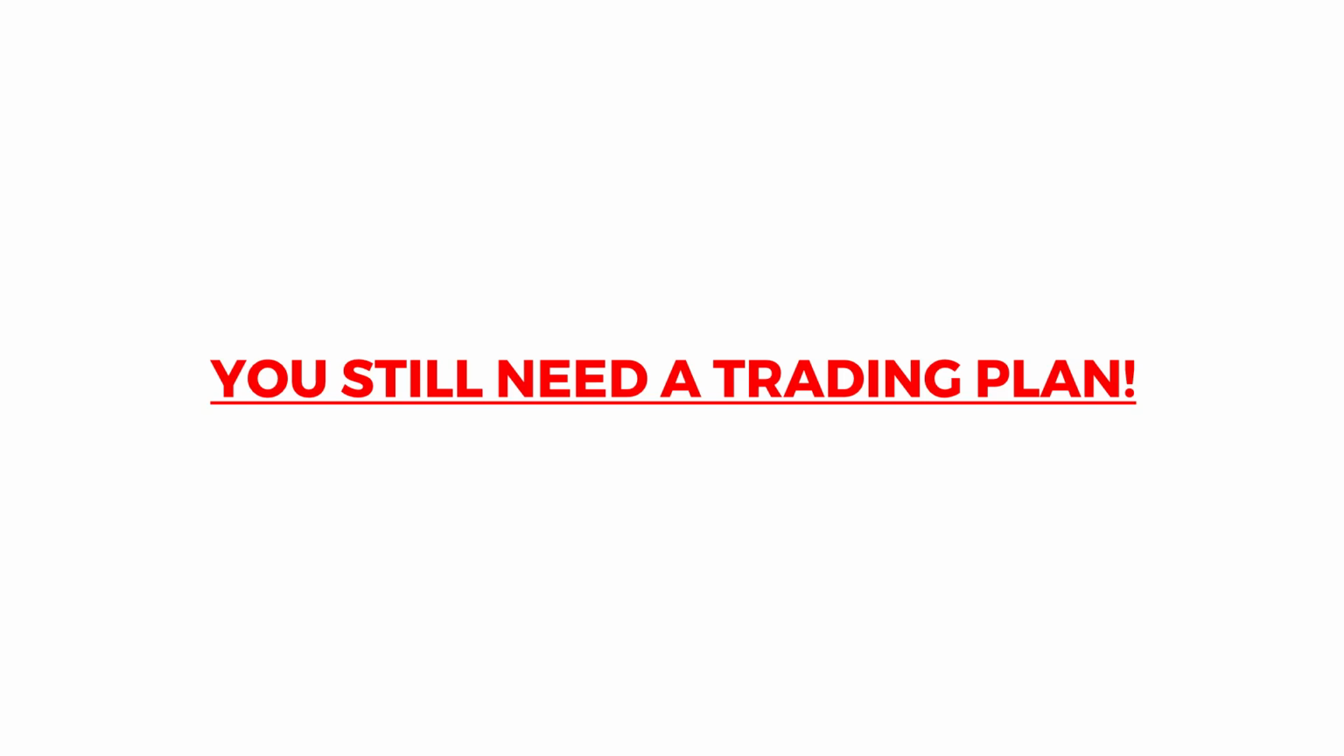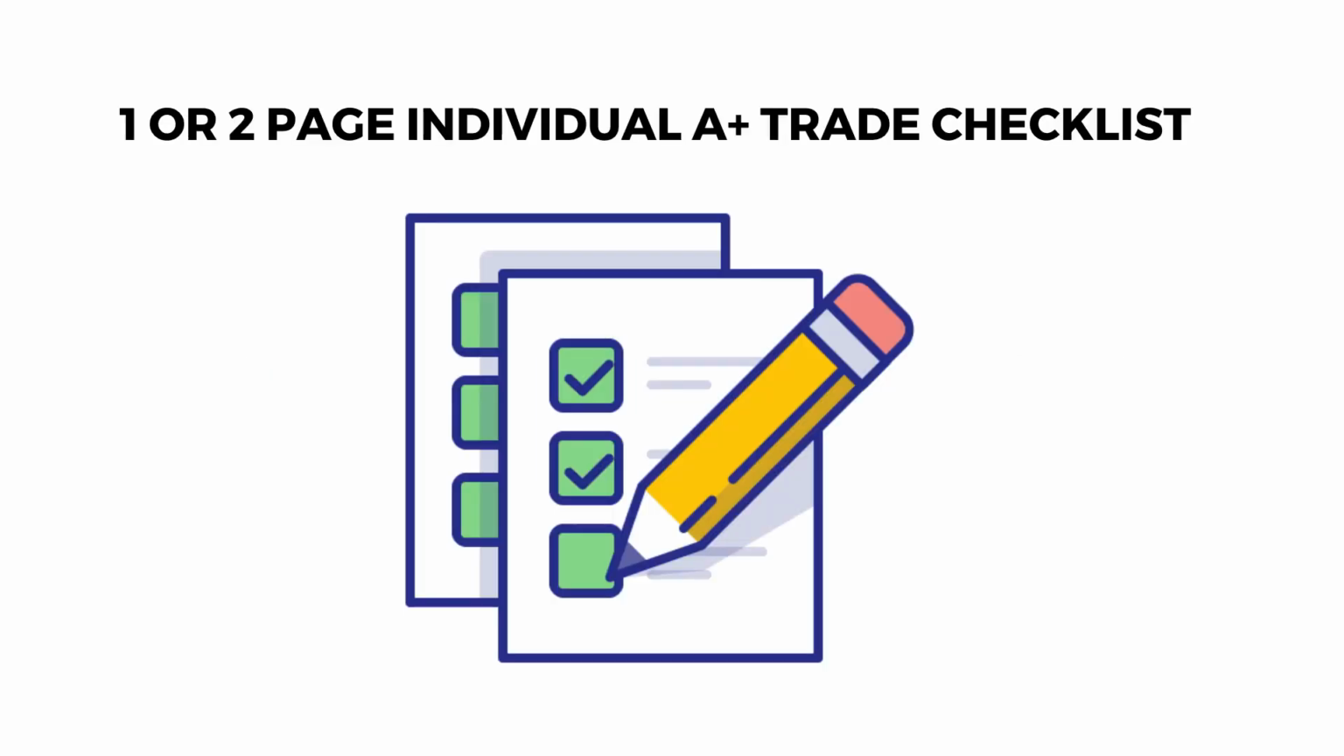Now, this checklist we're about to go through is a simplified one-trade checklist. However, you still need a bigger plan. You still need your really detailed plan, how you manage your trades, your money management. You still need that bigger plan. This is just the one or two page individual trade checklist. This is what you'll have beside your computer, as you're going through the market day-to-day in the morning.